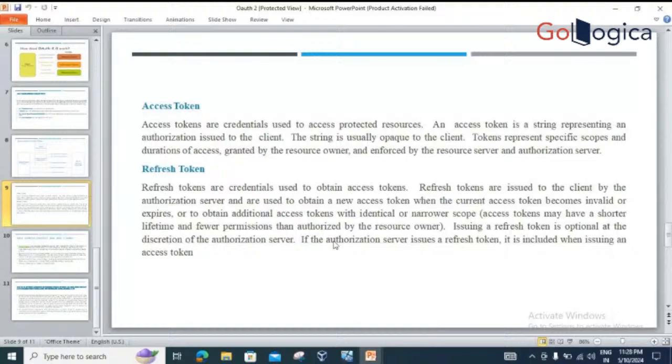Refresh token always comes after the access token. If your access token is over, its scope is over, its duration is over, and now you are requesting another token, then you are supposed to get a refresh token from that area. Okay, so that we call a refresh token.